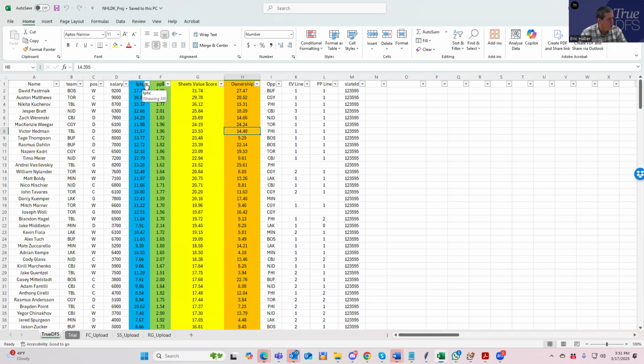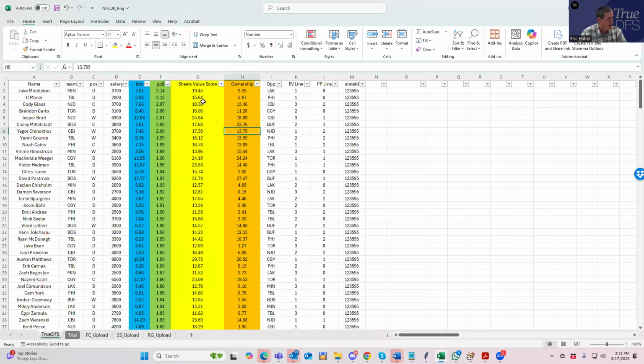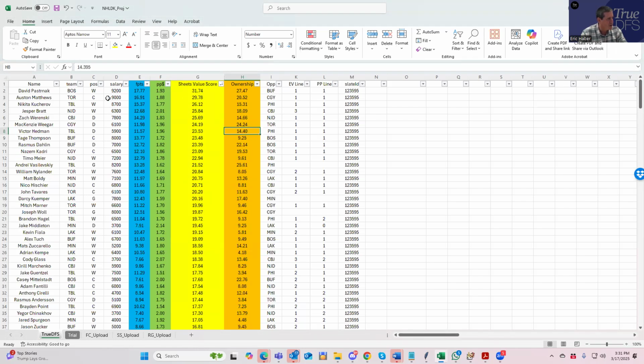So one way you could do it is by pure fantasy points. Another way you could do it is by points per dollar. And another way you could do it is by Sheets value score, which is basically my own formula. It's a combination of fantasy points and points per dollar, giving a little bit of benefit to those with just the higher fantasy points. And you'll see the even strength line and the projected power play line. These are not always 100% accurate, but this is what I work with.